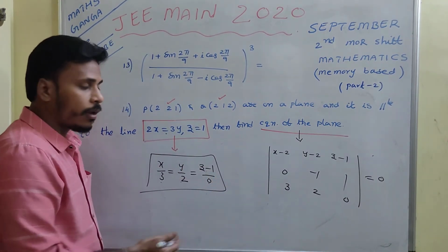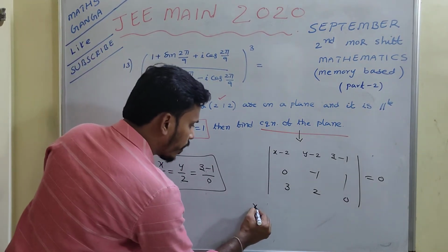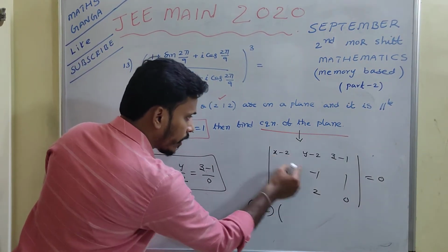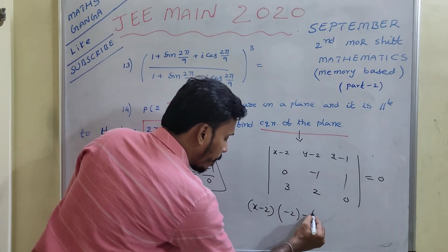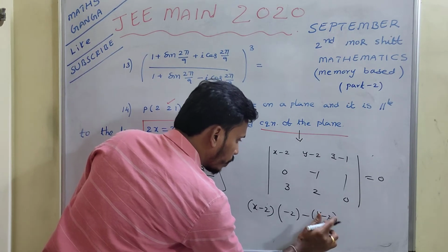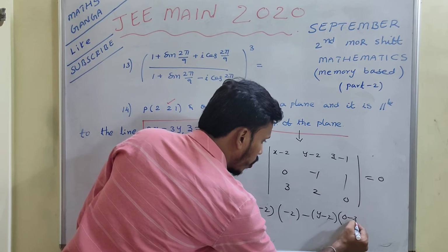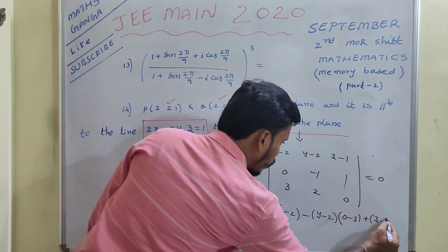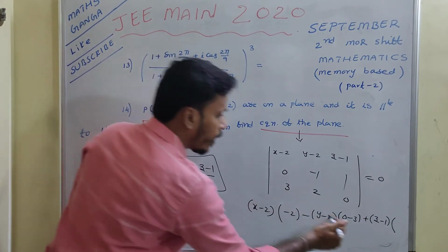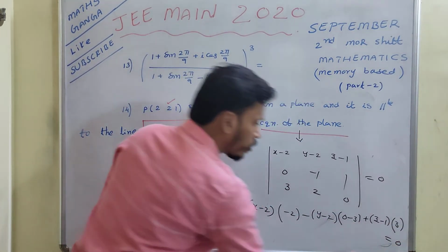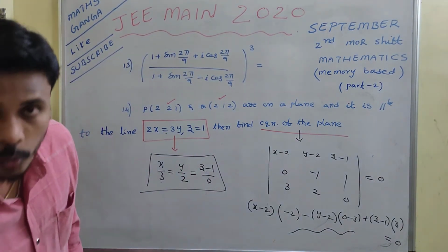How to solve it? Okay, because of the space, I will erase this and then I will solve. So how to solve this? Actually, x minus 2 into the determinant of these 4, 0 minus 2, so that is minus 2, minus of y minus 2 into 0 minus 3, plus z minus 1 into the determinant of these 4, 0 minus of minus 3 is plus 3, is equal to 0. If you simplify it, you will get the equation of the plane, and that is your required answer.